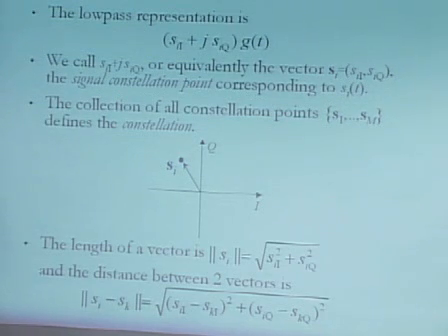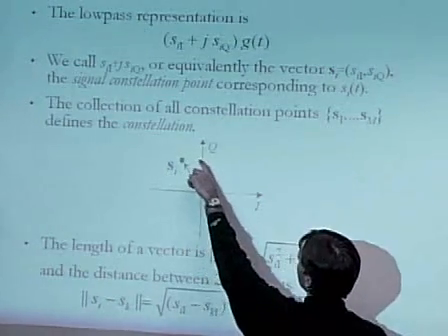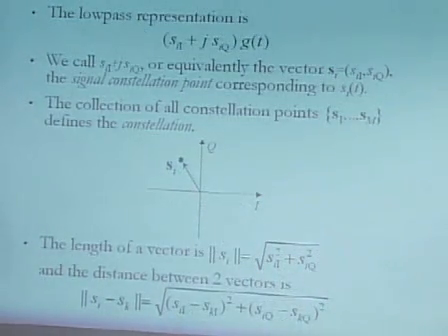Then the collection of all the capital M constellation points or vectors is going to define what we call the constellation. This is a very important notion that we'll be using for this part of the course: constellation. So here's an example. We have I and Q, and this is a particular point, the ith point, and the vector goes from the origin to this s sub i. The real part is the in-phase component, and the quadrature part, the imaginary part, is the quadrature component.